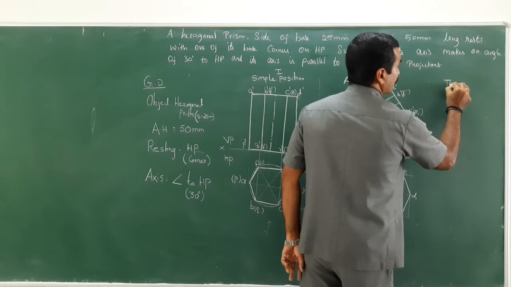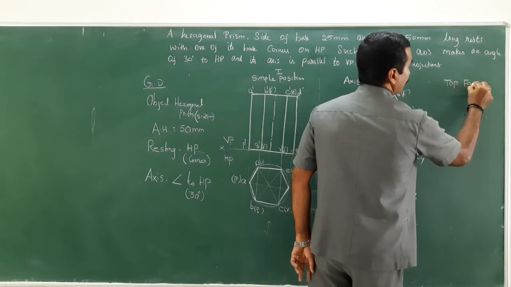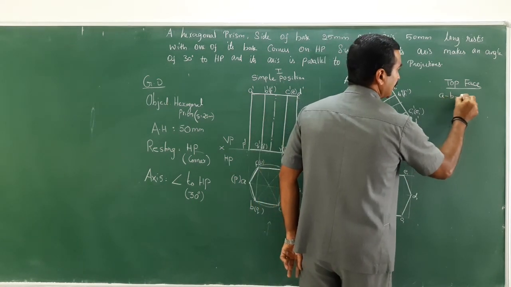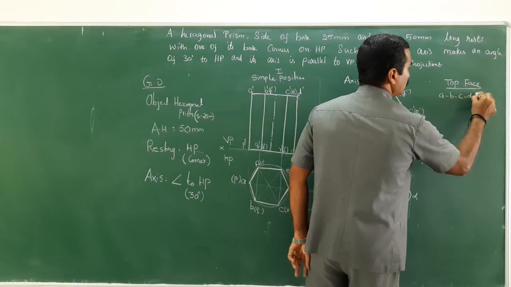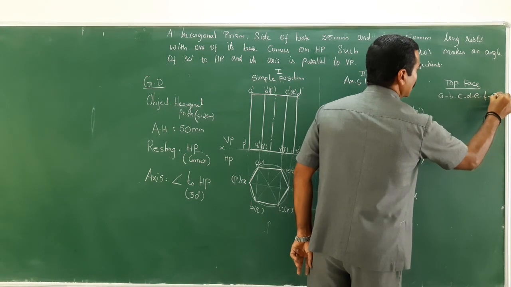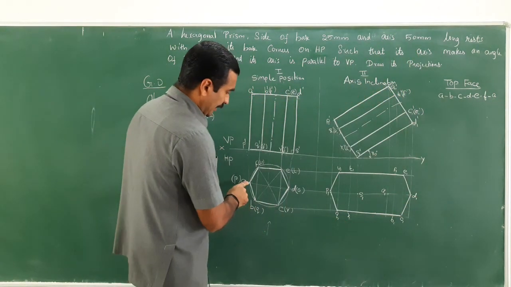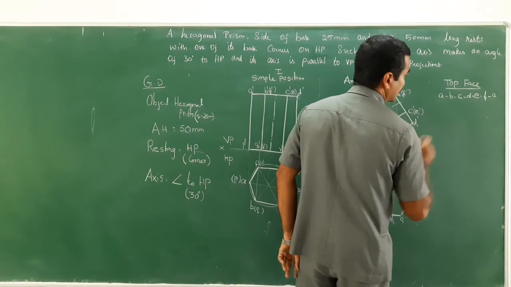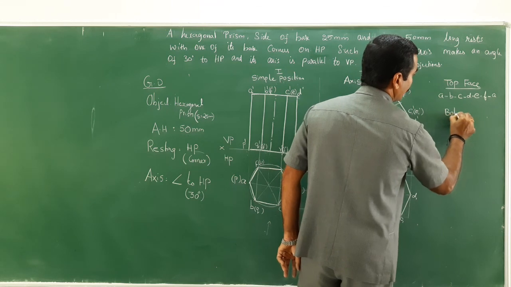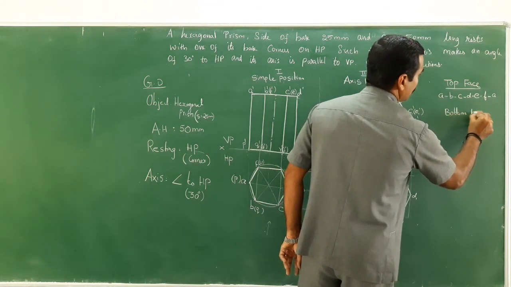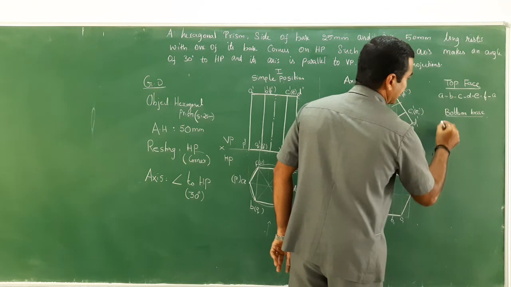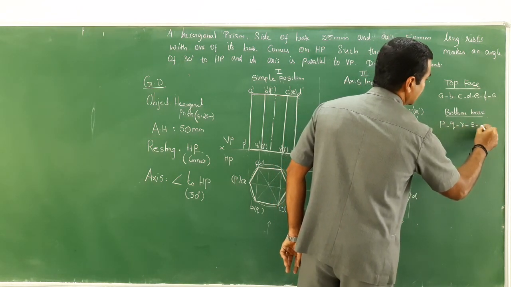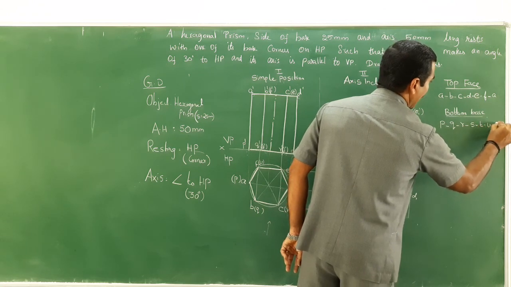So for which, the top face is connected A to B, B to C, C to D, D to E, E to F, and F connected to A. Look at here. A, B, C, D, E, F, F to A. Right. Next, the bottom base, which is connected with P, Q, R, S, T, U, and P.